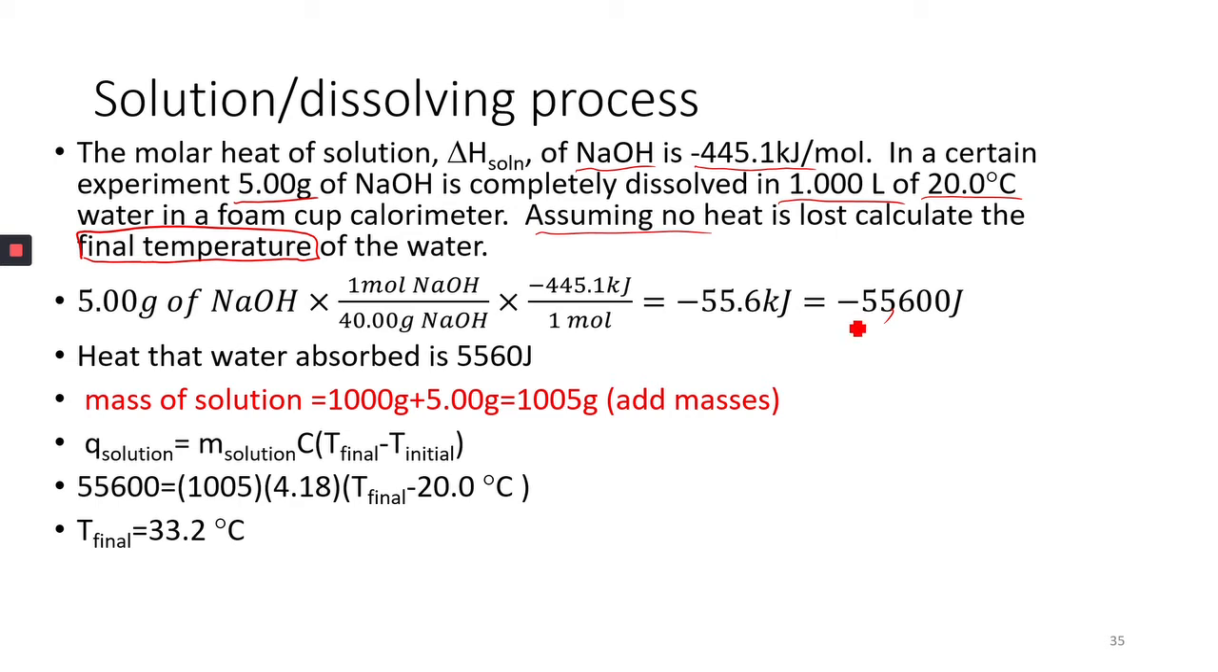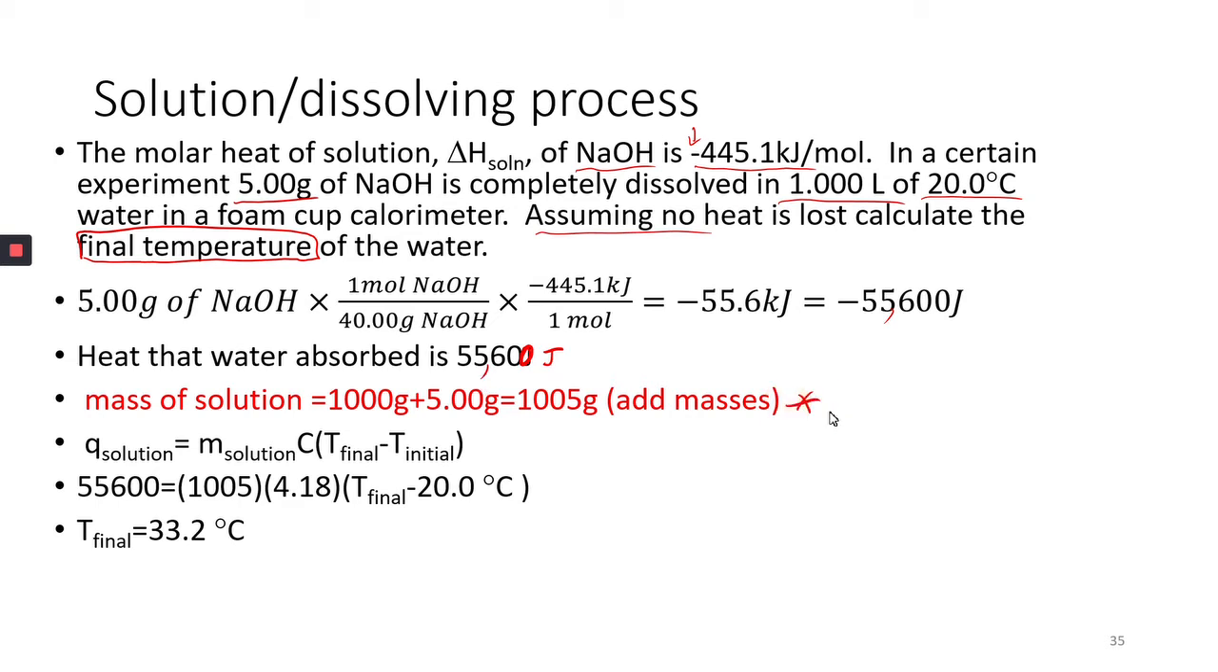And it is negative, because see here, the negative here. So that is how much heat is released when sodium hydroxide is dissolved. So the heat that the water absorbed, here I forgot a 0, so let's just add that in there, is 55,600 joules. Okay, now here is the key point.